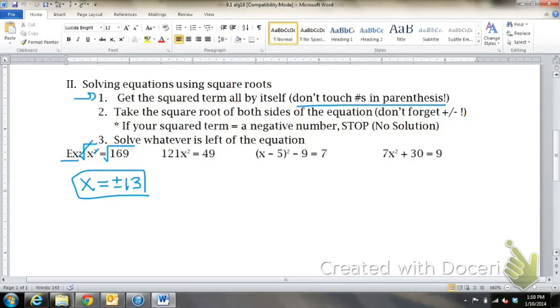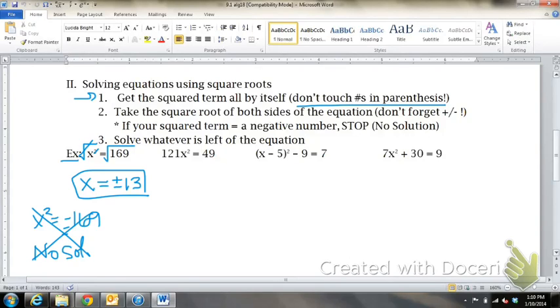Now, if this was x squared equals negative 169, if your x squared term equals a negative number, you have to stop and say no solution. Because you can't square root a negative number, that's something called imaginary numbers, and that's going to happen later in Algebra 2. So don't worry about that right now. If it equals a negative number, just stop.